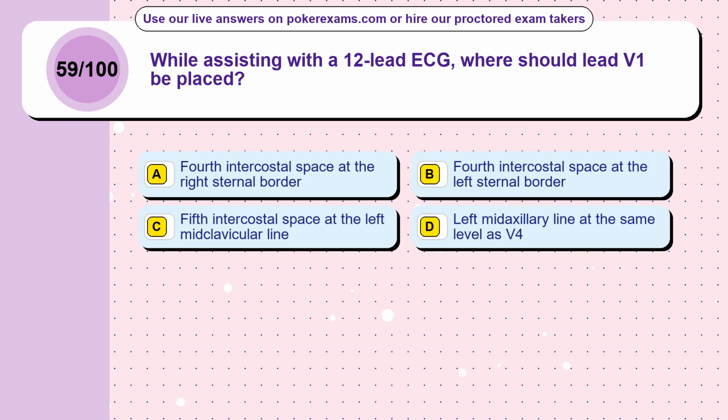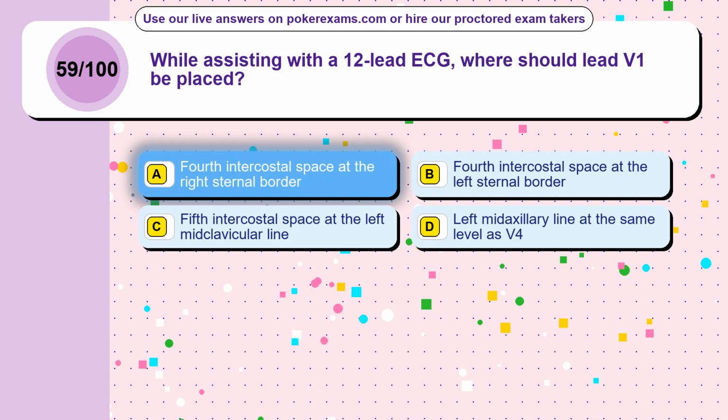Question 59. While assisting with a 12-lead ECG, where should lead V1 be placed? Option A. Fourth intercostal space at the right sternal border. Option B. Fourth intercostal space at the left sternal border. Option C. Fifth intercostal space at the left midclavicular line. Option D. Left midaxillary line at the same level as V4.